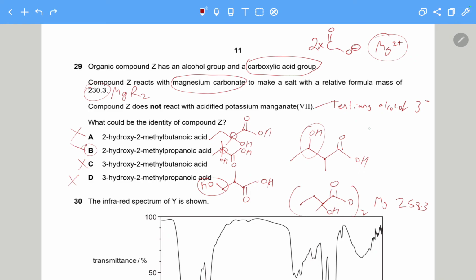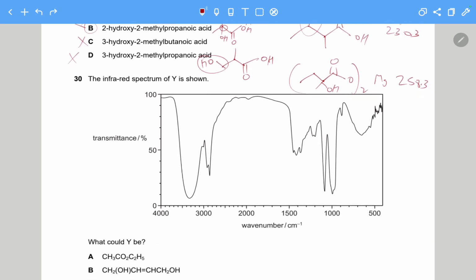We'll calculate the mass for the salt of B, and the salt of B would be CH3. This is the same thing but without the OH and only the O, and twice Mg. The mass does come out to be 230.3 if you add up everything. So B is the correct answer.